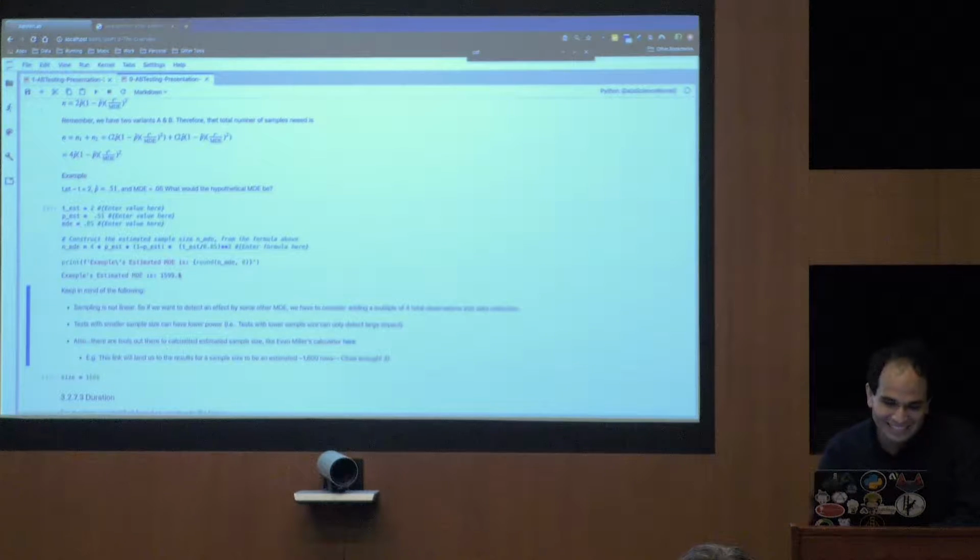So we see our sample size total for both groups combined to be around 1,600.